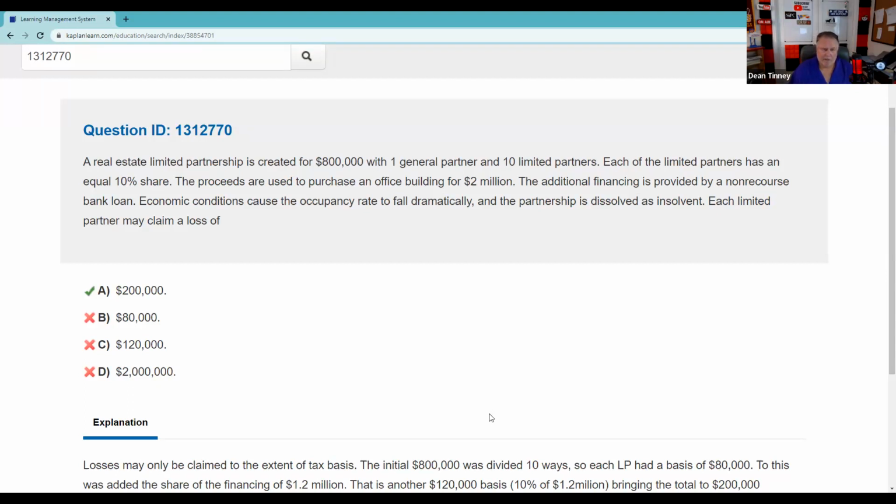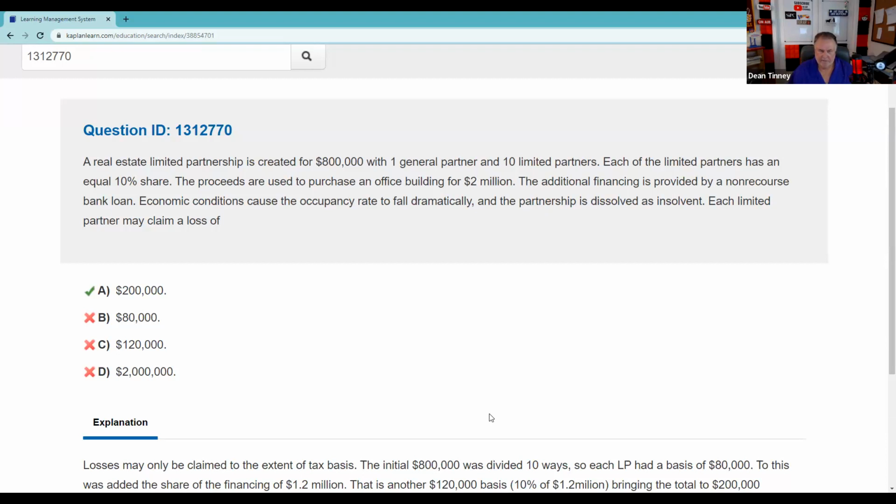So from what we have so far, we should have been able to determine that there's a mortgage of $1.2 million. How did Dean determine there's $1.2 million on the mortgage? The way I did that was to take the 800,000 that we had in equity, and we bought an office building for 2 million. So where'd the other $1.2 million come from? It came from a financing. So the additional finances are provided by a non-recourse.